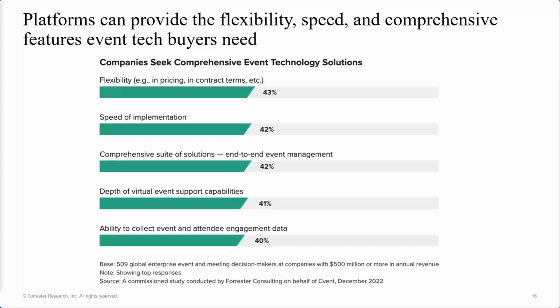I think it's interesting that they want it to be flexible. They want it to be implemented quickly. And they want it to be comprehensive, to really give you the ability to do end-to-end event management and look across the portfolio as well. The depth of virtual is important, as is the ability to collect that engagement data. So this is what they're looking for in the platform the most.